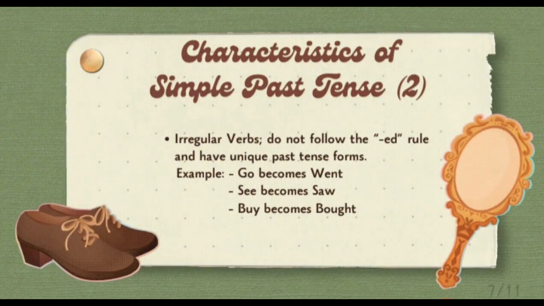The last characteristic is irregular verbs. They do not follow the ed rule and have unique past tense forms. For example, go becomes went, see becomes saw, buy becomes bought. You can see the difference between regular verbs and irregular verbs. In regular verbs, you have to add ed, but in irregular verbs, verb one changes to verb two. That's called irregular verbs.